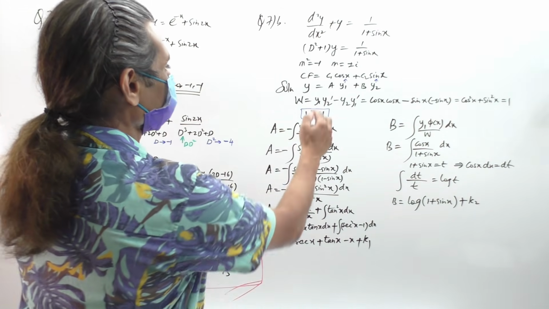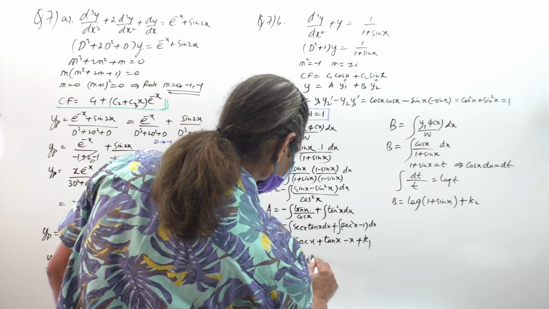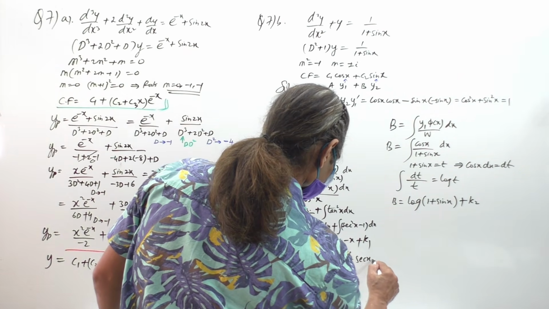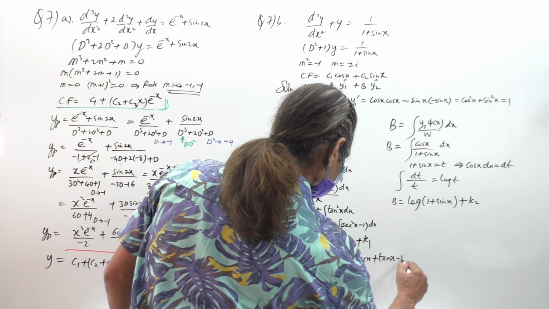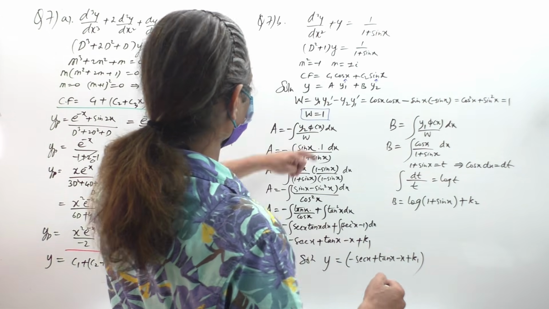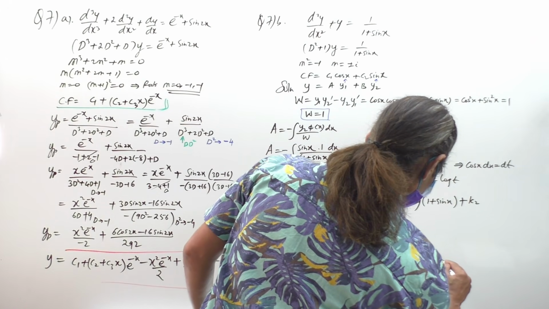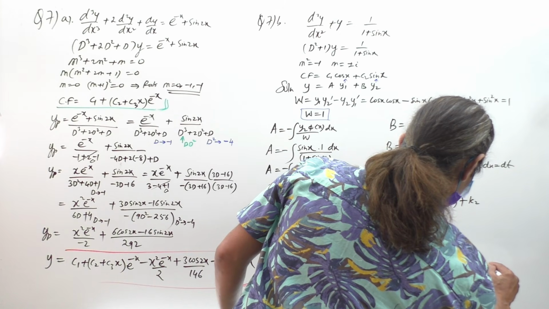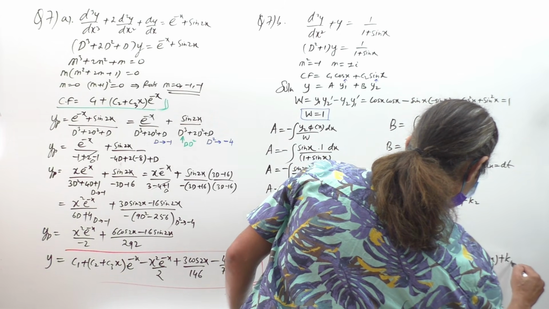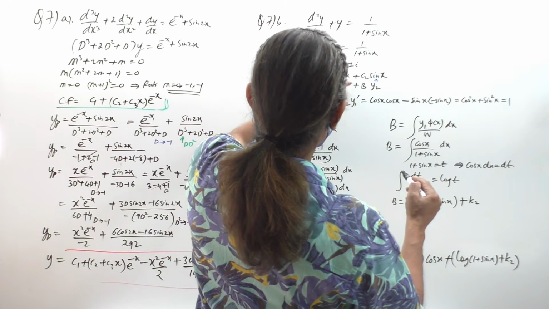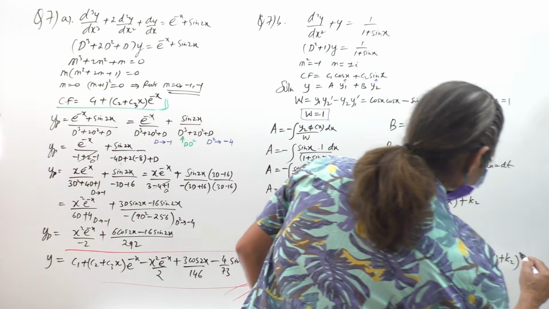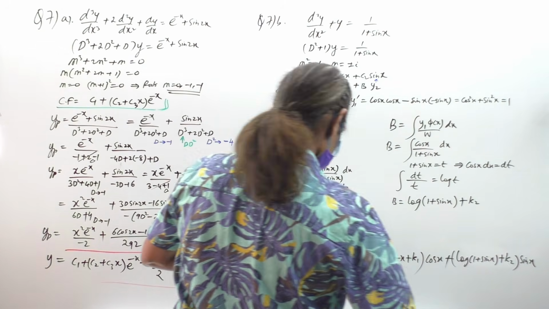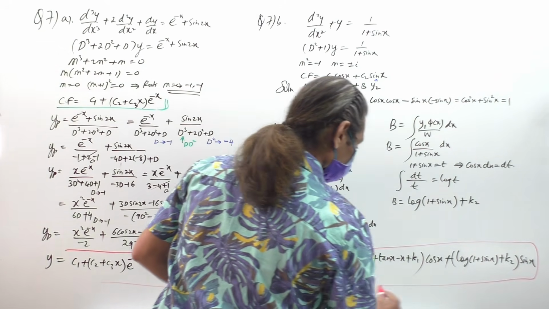Therefore the solution is y is equal to A y1 plus B y2. So the solution for this is y is equal to, what is A? Minus secant x plus tan x minus x plus k1, into cos x, plus B, which is log of 1 plus sin x plus k2, into what is that? y2, sin x. That's all. That's the solution. Again, an important problem which can be repeated in the examination.